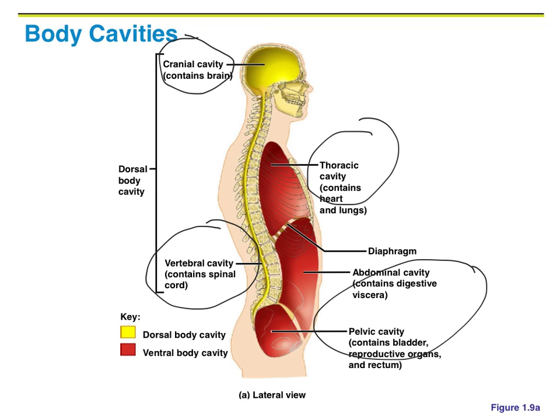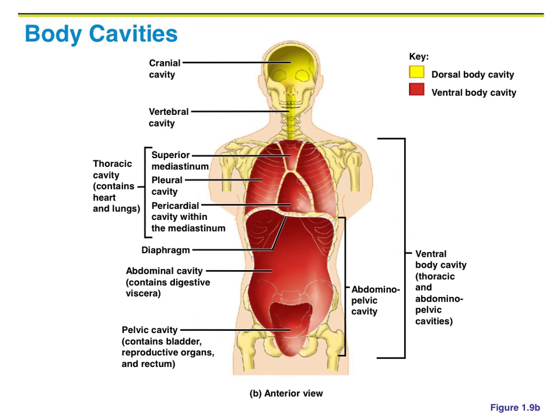The thoracic and abdominopelvic cavity is separated by a dome-shaped muscle we call the diaphragm. In slide 18, you can see that the ventral cavities are subdivided even more. The thoracic cavity is divided into two pleural cavities, which house the lungs. There's also a central mediastinum. Within the mediastinum is the pericardial cavity, which encases the heart.